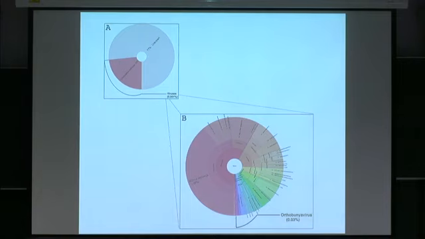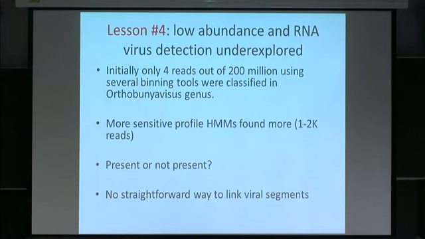Running some of the methods here, I ran several. Basically, most of the sample is something else. It's the host background and other microbial load, and it turns out 0.03% was assigned. Specifically, initially, when I was running some of the classification tools, 4 reads out of 200 million were classified as orthobunyavirus, which made me think, is that enough?